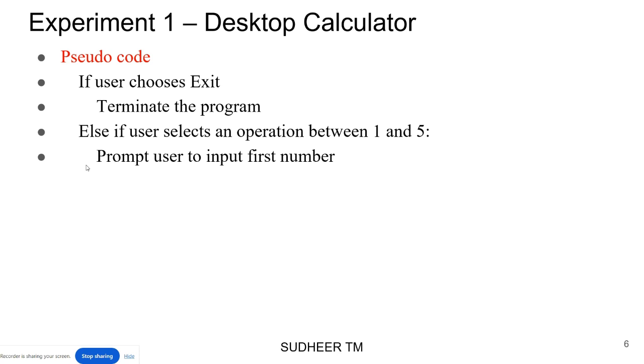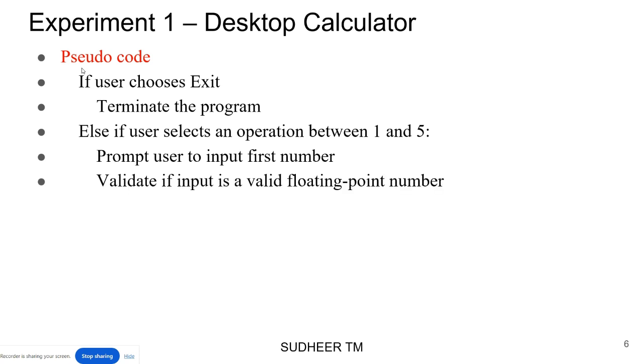Okay, so if the user selects an operation between 1 and 5, then see the indentation I provided in the pseudocode also. It's the same indentation we need to keep in the real Python code. So prompt the user to input the first number after accepting the valid operation. At this stage, if the user has clicked 7, don't ask the number. Give the error message: this is an invalid operation. If the accepted operation is valid, then only we need to ask the number for performing the operation.